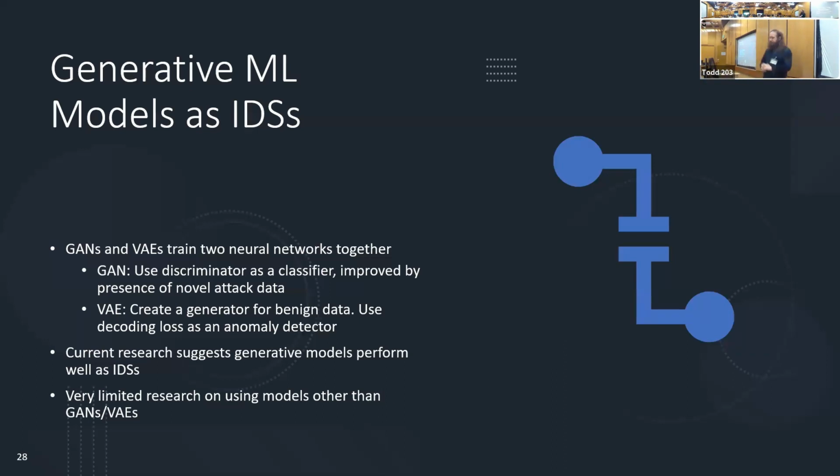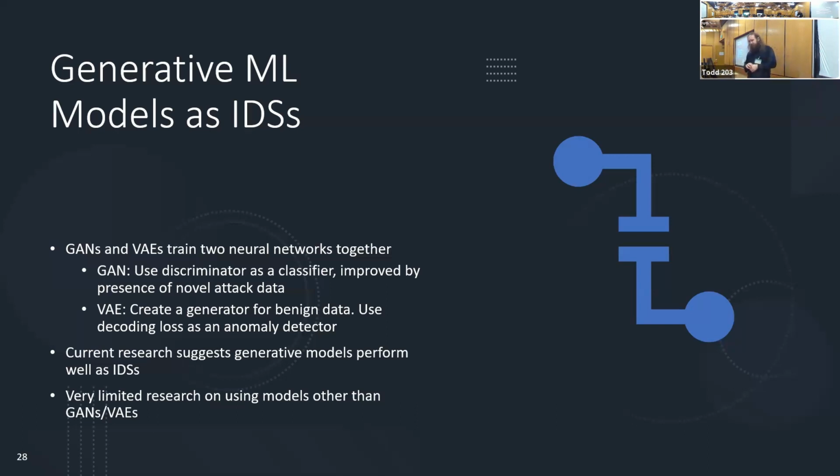But let's look on the brighter side also. Generative machine learning models as IDSs. Both GANs and VAEs train 2 neural networks, and at least one of those is a classifier in both cases. With GANs, I found in my research that there are cases of using it as an IDS, and that is to use the discriminator as a classifier. And the generator is providing novel attack data as it's being trained.